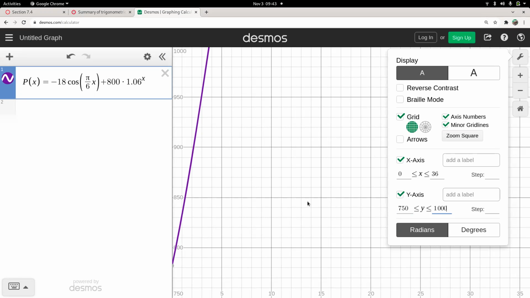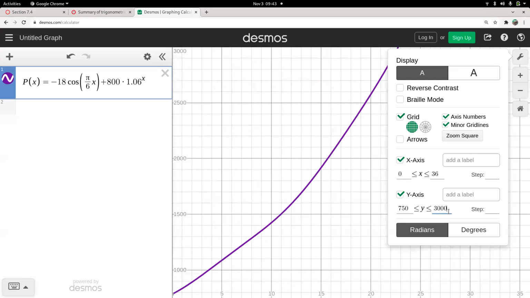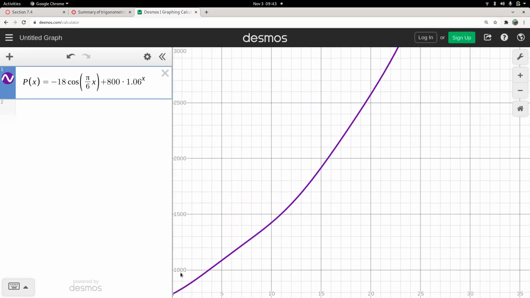Interesting. Thought I would see it there. Got to go higher. 6% increase per month is more than I thought. So let's go to 2,000 or 3,000. Whoa. Interesting. All right, I can see a little bit of a wave there, barely.